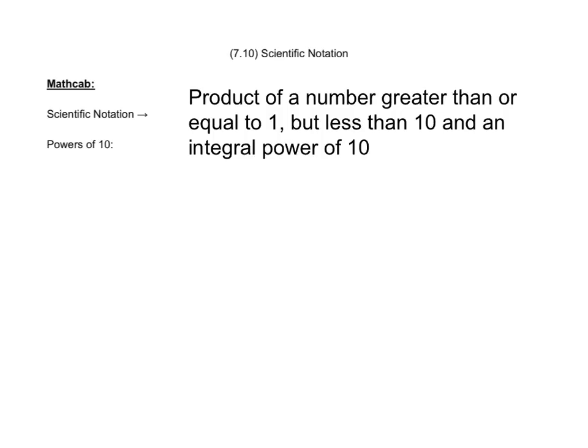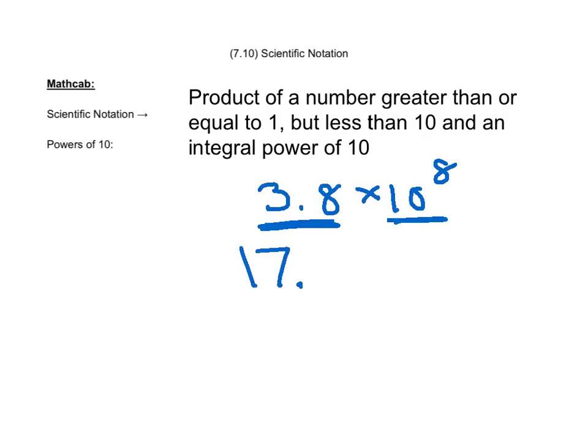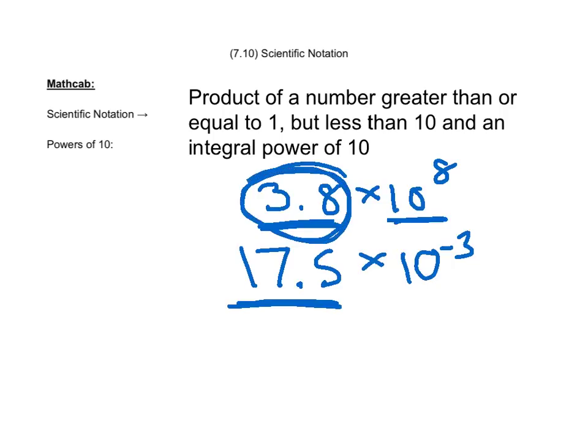So for example, this is written in scientific notation because we have the product of a number, and this number is greater than or equal to 1 and less than 10, and it's multiplied by a power of 10. This, however, is not in scientific notation because this number right here is not between 1 and 10. So again, your scientific notation must always be one in which the number that's being multiplied by the power of 10 has to be between 1 and 10. Less than 10, can be also equal to 1.